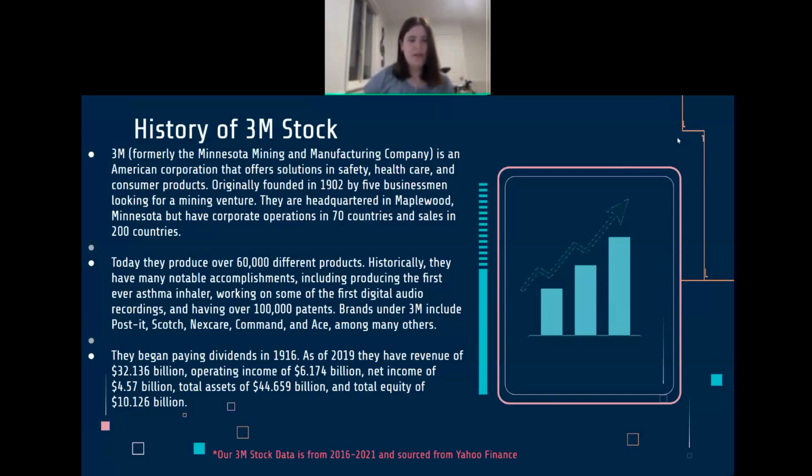They began paying dividends in 1916, and as of 2019, they have revenue of 32.136 billion, operating income of 6.174 billion, net income of 4.57 billion, total assets of 44.659 billion, and total equity of 10.126 billion. And for this project, we sourced our 3M stock data from Yahoo Finance, and the data date ranges 2016 to 2021.